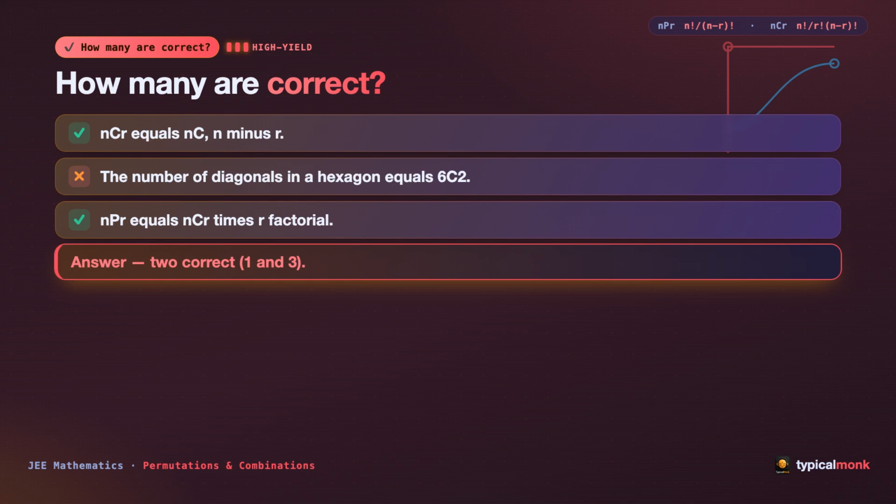Two statements, the first and the third. nCr truly has that symmetry, and nPr truly equals nCr times r factorial. But the second one falls. 6C2 only counts every pair of vertices, 15 of them, and that includes the 6 sides of the hexagon. Subtract those 6 sides, and only 9 diagonals remain. Two correct statements, 1 and 3.